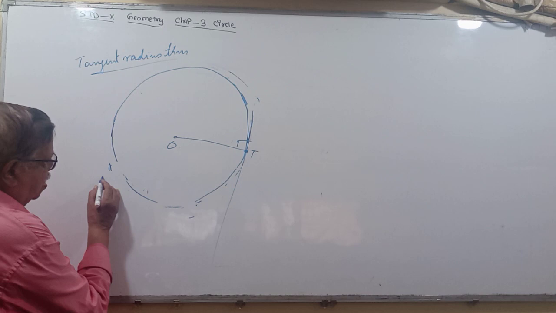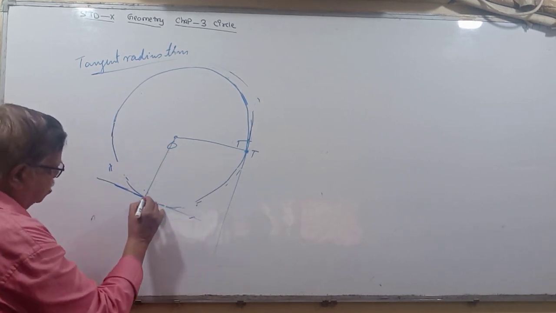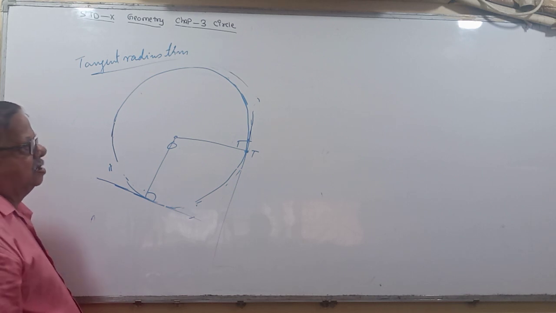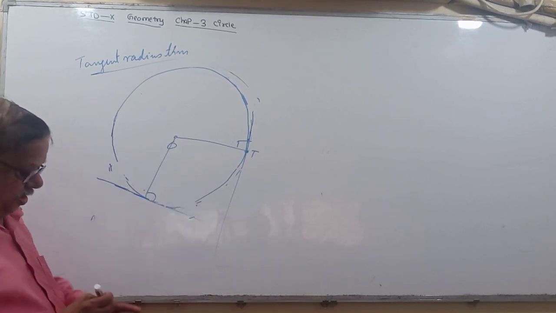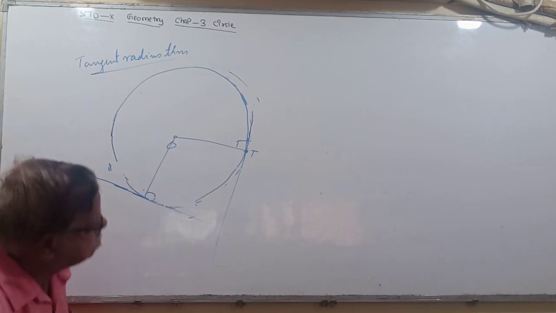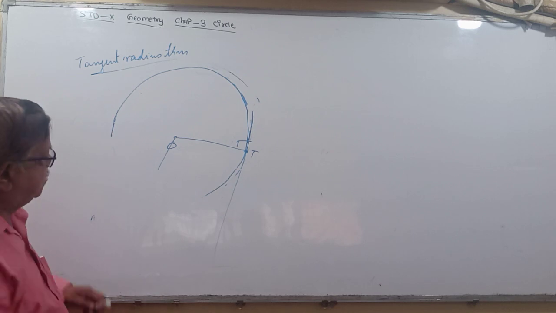Suppose I draw another tangent here. This angle also will be 90 degrees. So a tangent always makes 90 degrees with the radius. How to prove this? Right, we'll prove this.